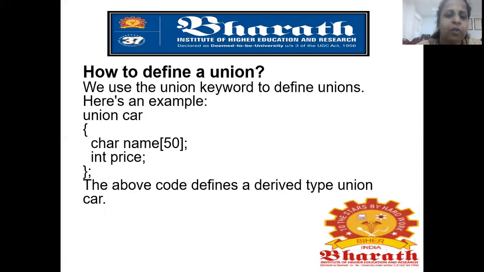So next is how we can define a union. We can define a union by using the keyword union. Example: union, a name for the union, and the variable declaration. The above code defines a derived union data type.